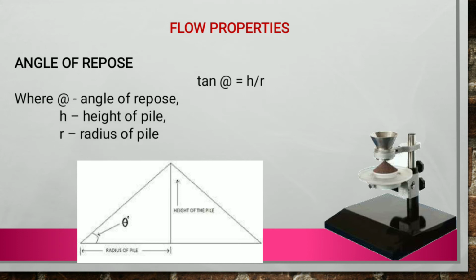Then angle of repose is given by the formula tan theta is equal to h upon r, where theta is the angle of repose, h is the height of the pile and r is the radius of the pile.